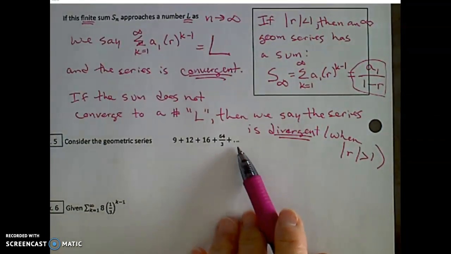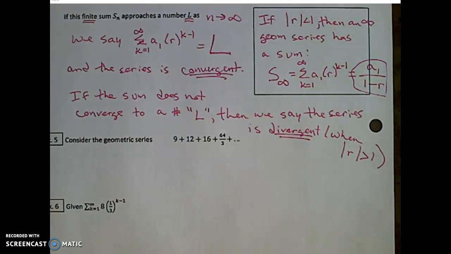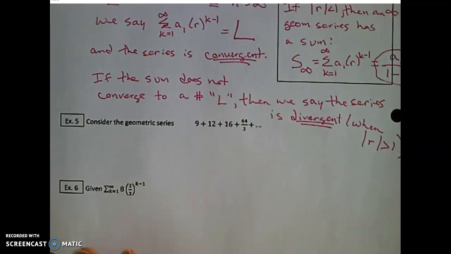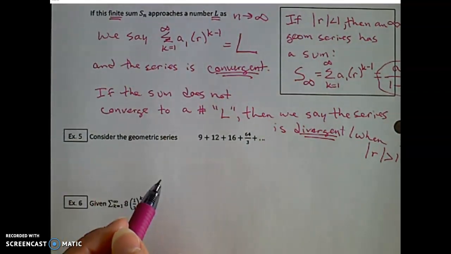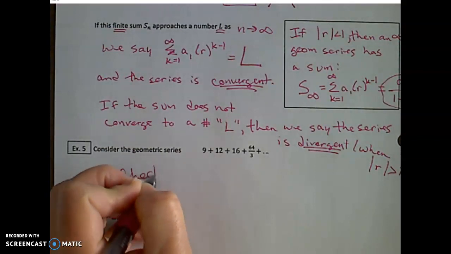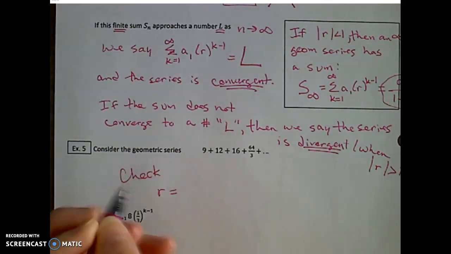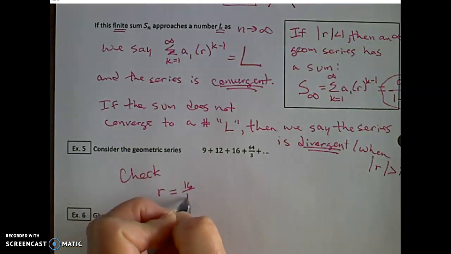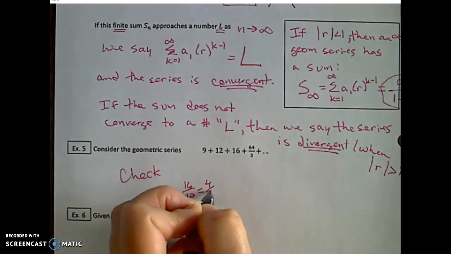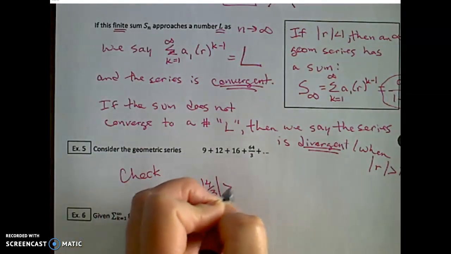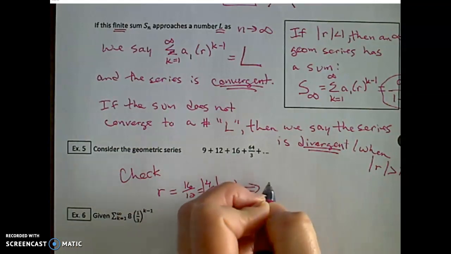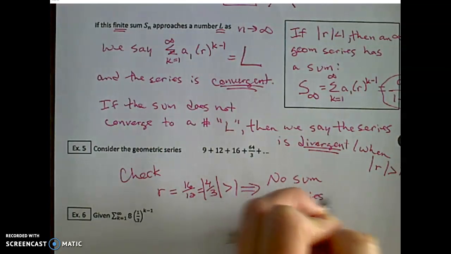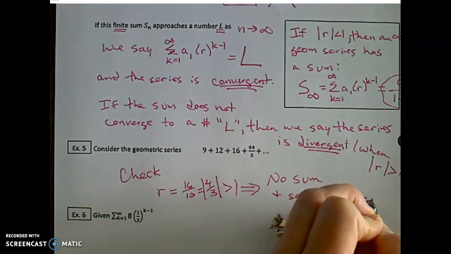Okay, here's an infinite geometric sequence. We call it a series. If it converges, find the sum. If it is not convergent, then we call it divergent. Really, all we need to do is check for the common ratio. Always take a term divided by its previous term: 16 divided by 12, which reduces to 4/3. Oopsies, 4/3 is greater than 1. That implies that there is no sum, and the series is divergent.